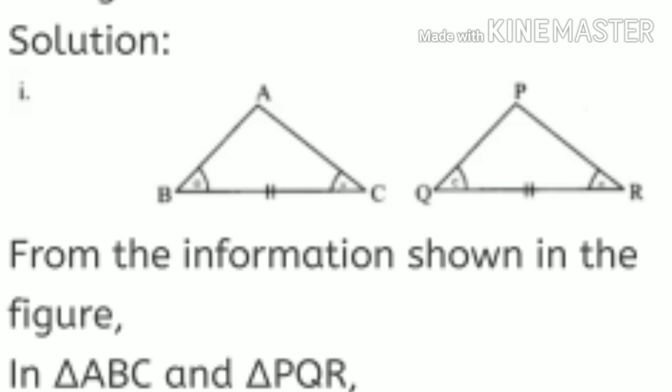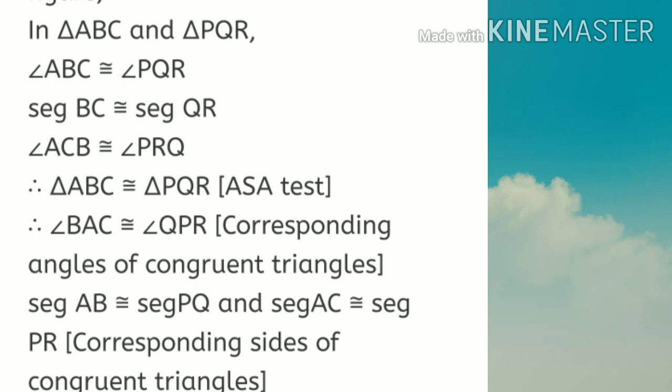So in these triangles, two angles are congruent and one corresponding side is congruent. So on the basis of the information, we can decide these two triangles are congruent by ASA test of congruence. So let's complete the activity.